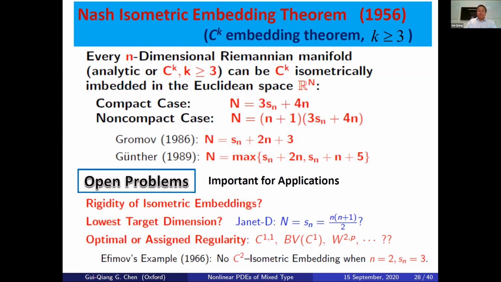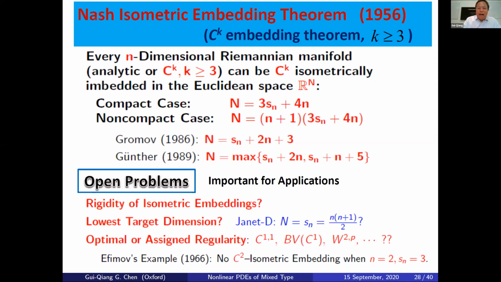Of course, for many applications, we really care about the optimal dimension. So the question is: what is the lowest target dimension, or the rigidity of isometric embedding? Also regularity, and what is optimal again? What is the sharp regularity? This regularity is also quite sensitive. Pogorelov gave an example in 1966, proving that for a two-dimensional metric isometrically embedded into R^3, actually there are no C^2 isometric embeddings. So it's quite delicate.